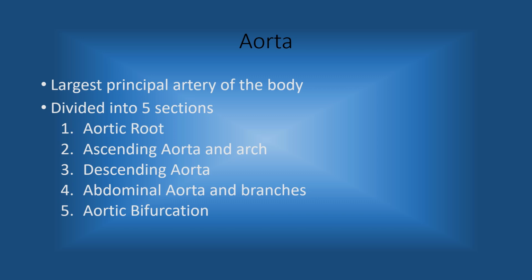The root, the ascending aorta, the arch, and the descending aorta are the thoracic aorta. As I said, that diaphragm is going to separate the aorta into the thoracic section and the abdominal aorta and branches, but I want you to remember it is all one vessel. Okay, and then at the terminal end, we're going to have the aortic bifurcation.